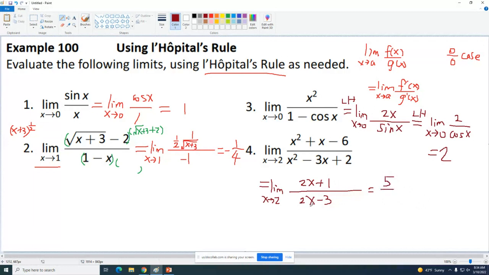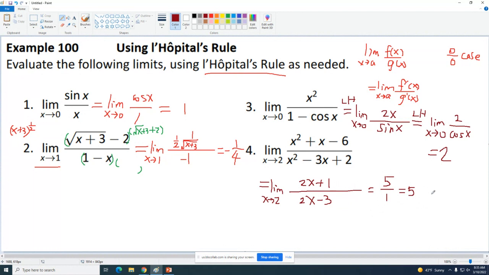What's this? 5 over 1. So the overall limit is 5. Any questions? You can always double check if it's right. Just make x equal to 2.1, and you go 2.1 squared plus 2.1 minus 6 over 2.1 squared minus 3 times 2.1 plus 2. It's not going to be identical to 5, but it should be pretty close to 5. And that way it will confirm what we have.